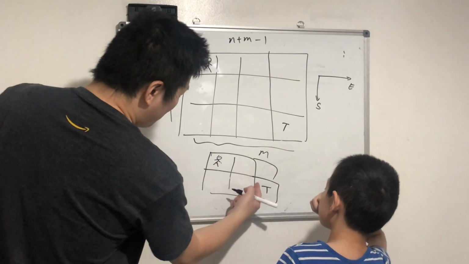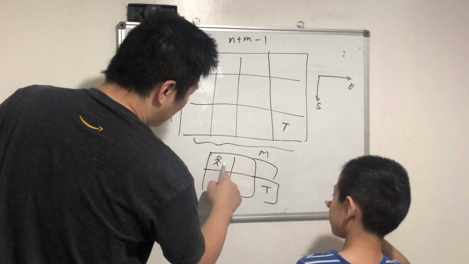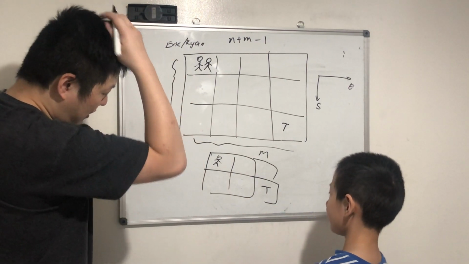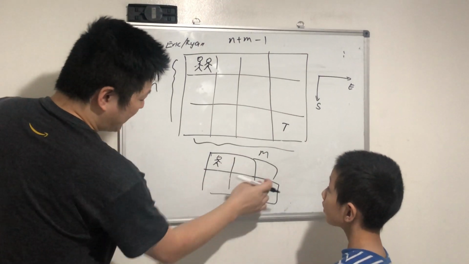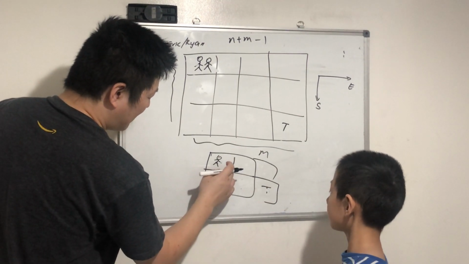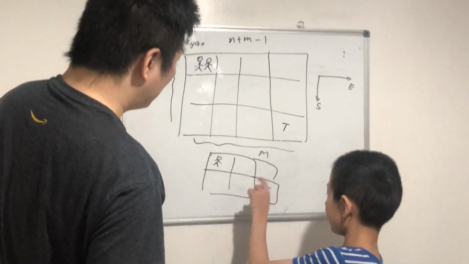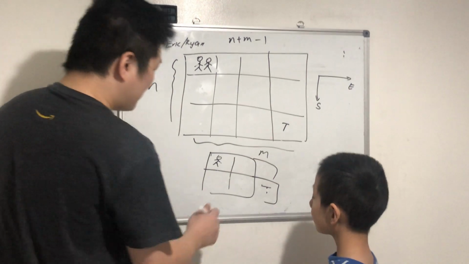So look at this one. How many steps? Only south and east. 3 steps: 1, 2, 3. And again 3 steps. So look.